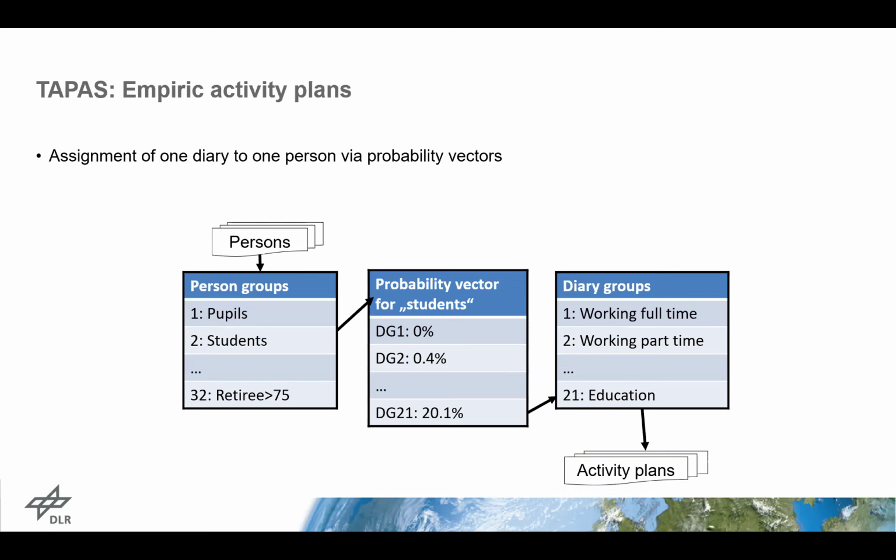An activity plan usually consists of something like go to university, go back, go shopping, go back, visit a friend, and then go to sleep, something like this. Or you can even have chains, where you go directly from university to shopping and then back.